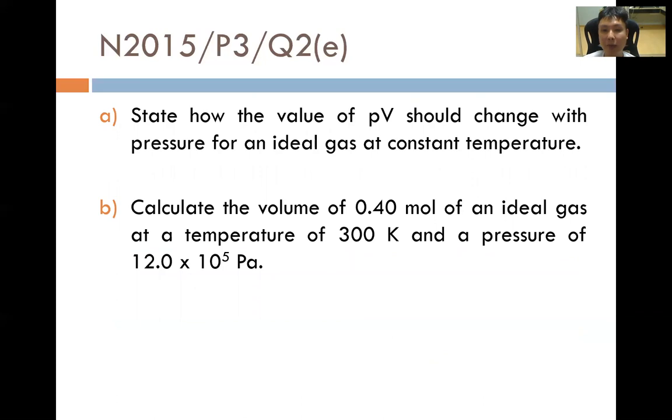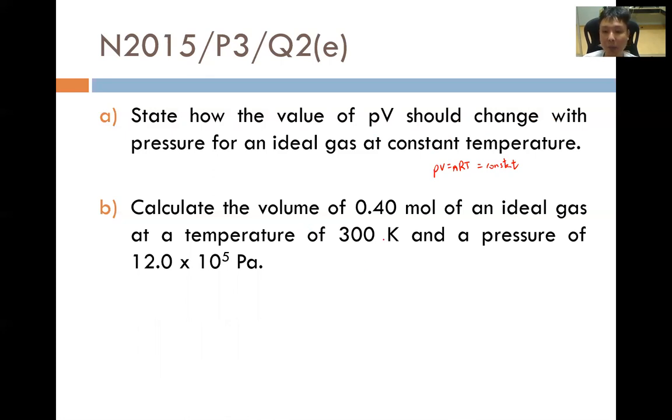State how the value of PV should change with pressure for an ideal gas at constant temperature. So if PV equals nRT and the temperature is constant, R is of course constant, and for a fixed number of moles of gas, nRT is a constant, and hence PV will be equal to a constant. And if PV is a constant, PV will not change with pressure. Another way of saying it is PV is a constant even when pressure changes.